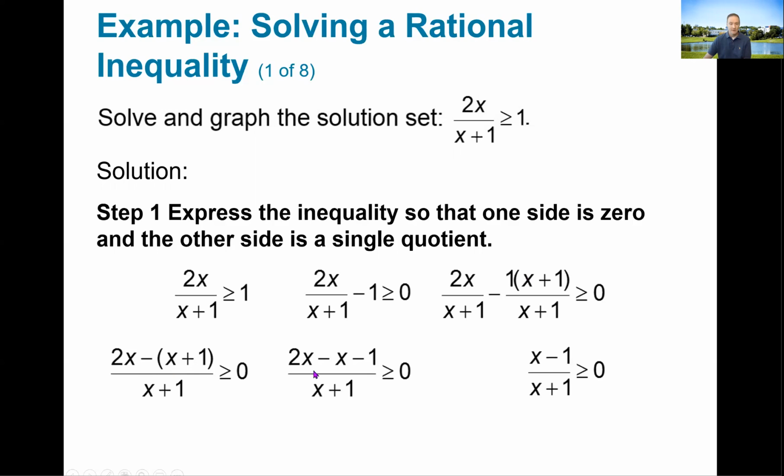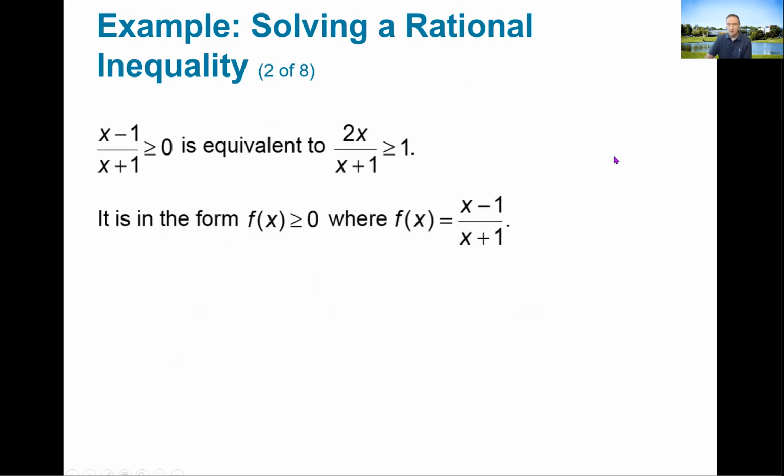2x minus x is going to end up with an x in that numerator. And then please remember, you're subtracting a positive 1. Well, then that's minus 1. Your numerator changes from 2x to x minus 1. Now we have the rational function x minus 1 over x plus 1 is greater than or equal to 0. Let me make sure you understand, the solutions to this rational inequality are the same as the solutions to the original. It's the exact same inequality, but it's so much easier to work with. That's what I'm saying here.